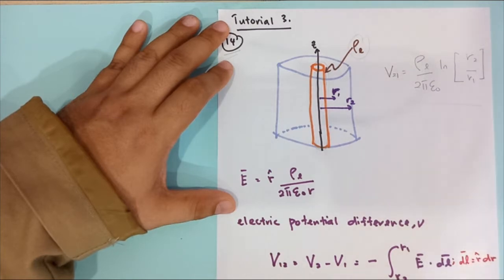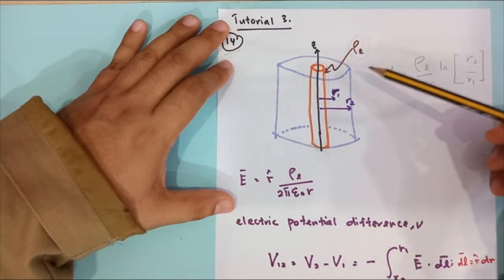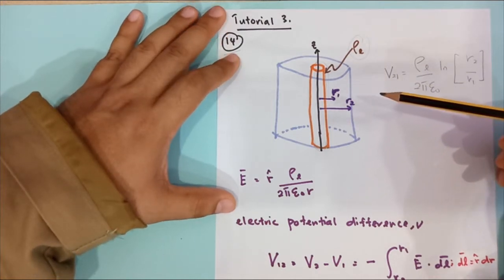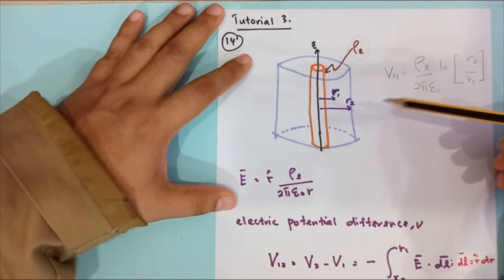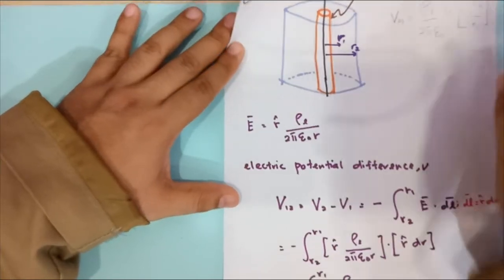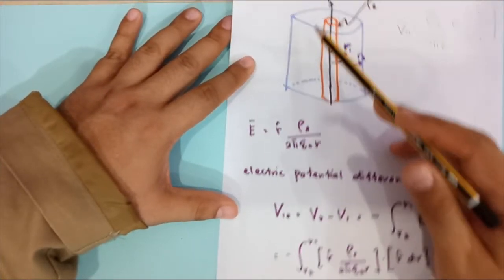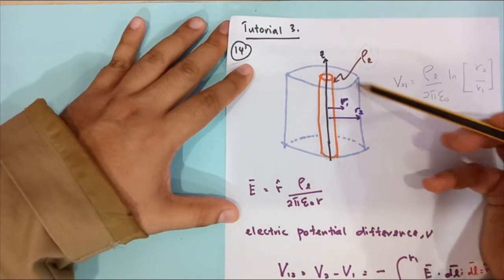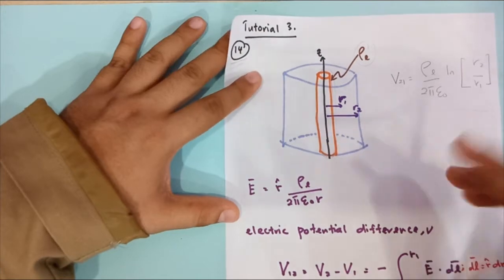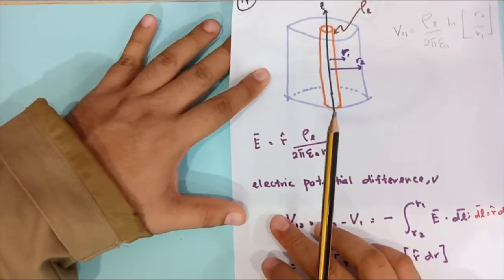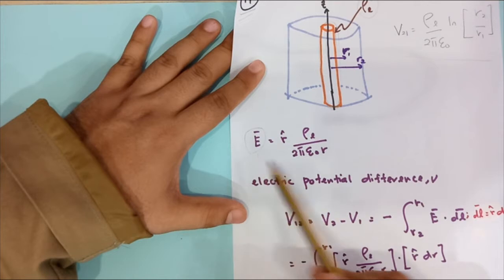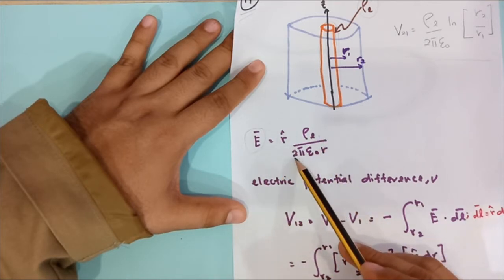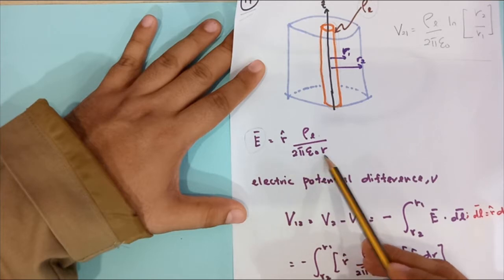Therefore, the coordinate system that we are going to use during this analysis is the cylindrical coordinate system. During the previous lecture, we derived the expression that represents electric field intensity for this shape, whereby the electric field intensity, vector E, is equal to R cap rho L divided by 2 pi epsilon naught R.